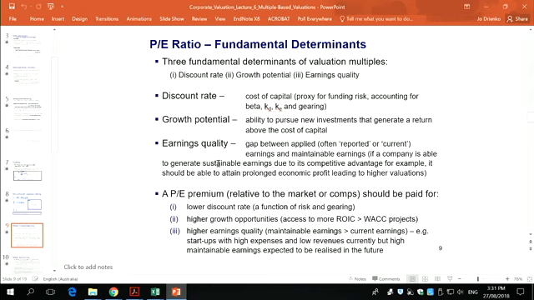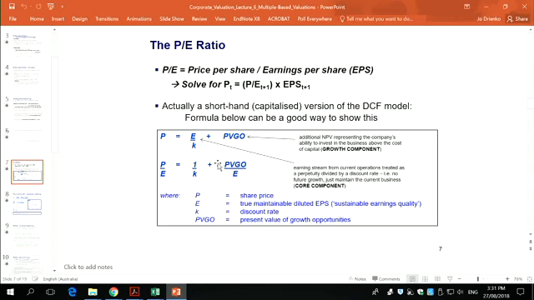First, the discount rate, the easy one. Remember, the cost of capital from lecture 4 is just a proxy for funding risk that is accounted for using the beta, cost of debt, cost of equity, and the level of gearing, the debt to equity ratio. The lower the cost, the higher the ratio. And that makes sense. The lower the K, the higher the PE ratio. It's not complicated.